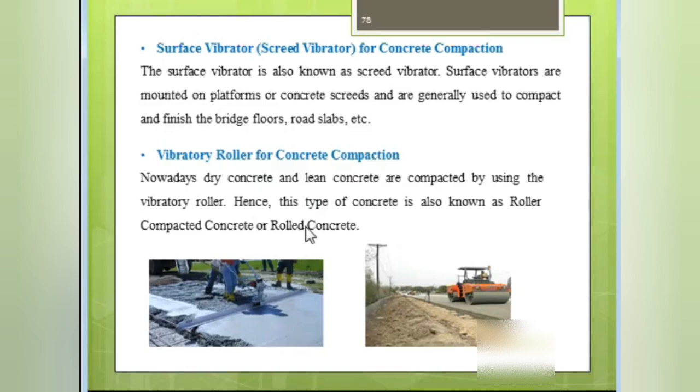Then the surface vibrator, roller vibrator. Concrete compaction can be done through rolling compaction, with a roller compactor, or with some manual machinery, where by hand we move the machine over the concrete surface so that it will be vibrated.